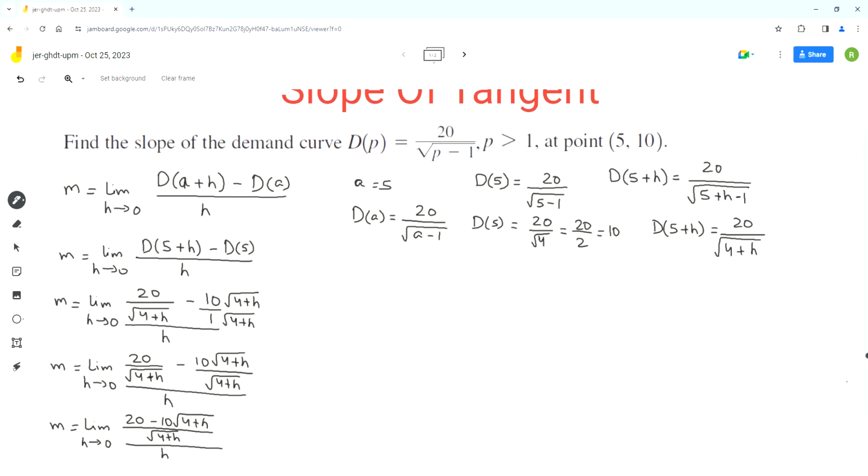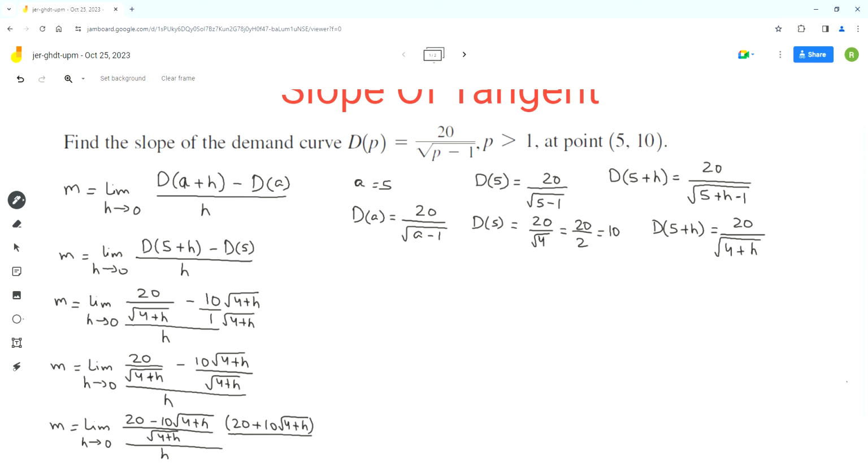Now we have to simplify. And for that, we'll have to use the conjugate method. So we have to get rid of the square root in the numerator of this fraction. So as per the conjugate method, we multiply the numerator and the denominator by the conjugate of the numerator. So the conjugate of the numerator will be the same terms, but the different sign in between the terms. Conjugate of the numerator will be 20 plus 10 square root of 4 plus h.